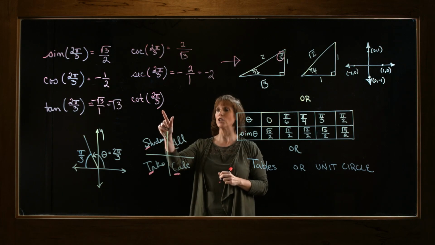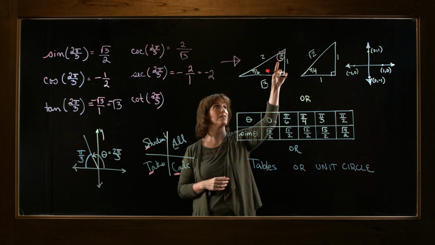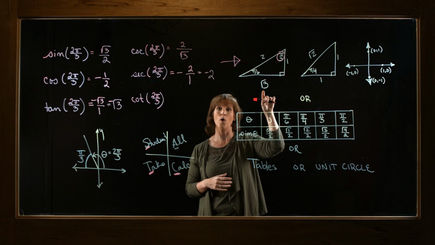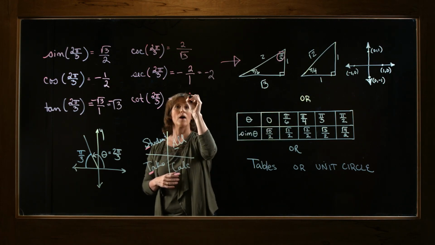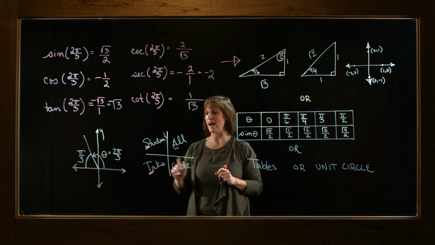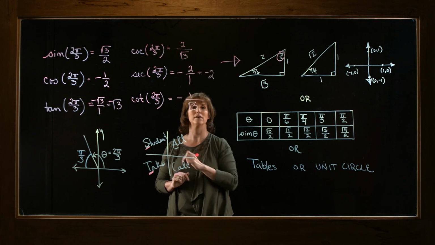Last one, I need the cotangent of 2 pi over 3. One more time, I'm looking at the reference angle, and I'm going to be taking the adjacent over the opposite. So that's 1 over the square root of 3. So I've got 1 over the square root of 3. Don't forget to check that sign. In the second quadrant, my cotangent is going to be negative.